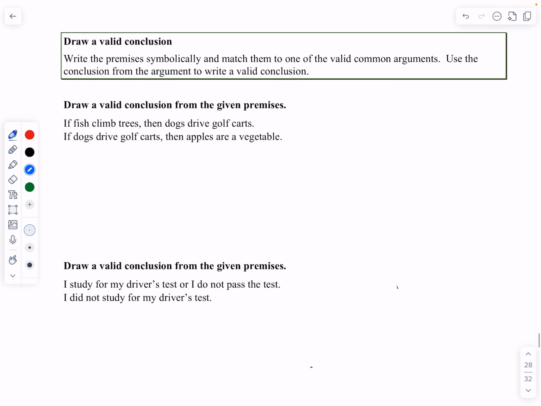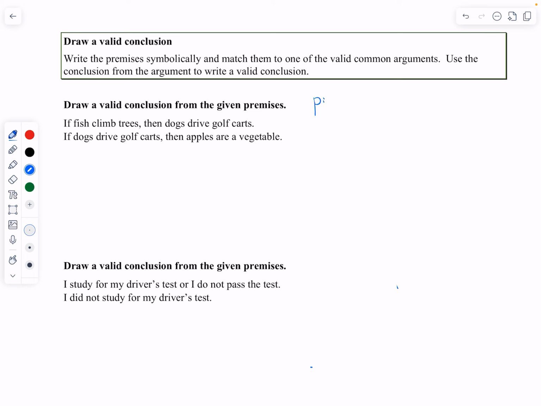Draw a valid conclusion. We're going to write the premises symbolically and then match them to one of the valid common arguments. Use the conclusion from the arguments to write a valid conclusion. So we're doing the same thing, but we don't have a drop-down menu of A, B, C, D. So let's look at this. If fish climb trees, then dogs drive golf carts. If dogs drive golf carts, then apples are vegetables. So I have 3 things going on here.